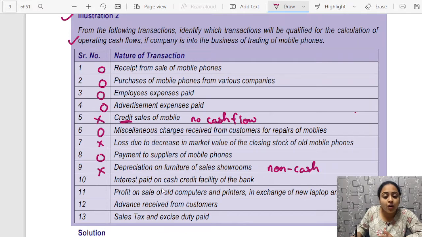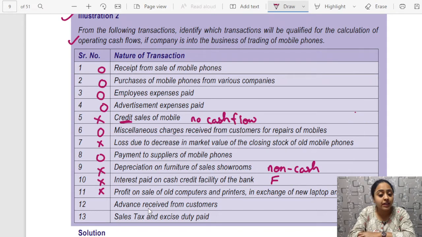Interest paid on cash credit facility of the bank. This is financing activity. Profit on sale of old computers and printers in exchange of new laptop and printer. This is investing activity. Not operating, because these are your fixed assets, other than mobile phones. So whenever these are purchased or sold, these are considered as investing activity.